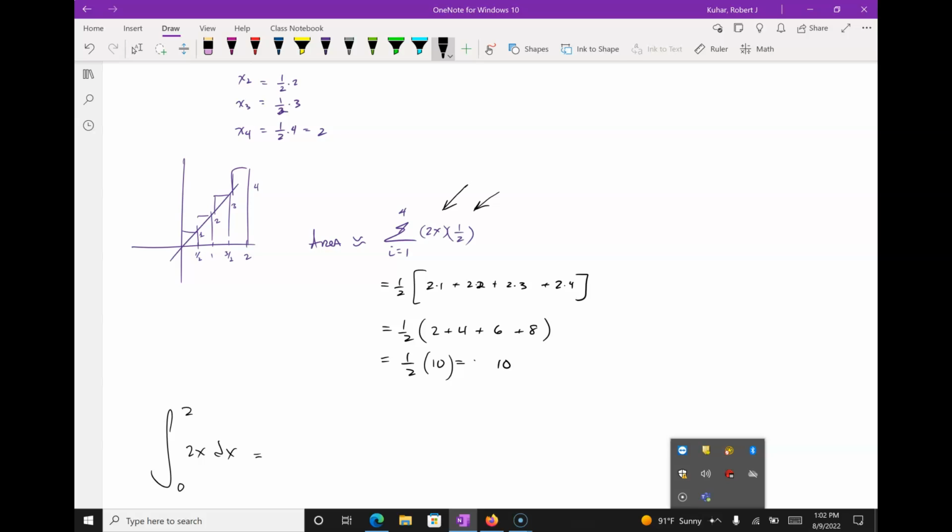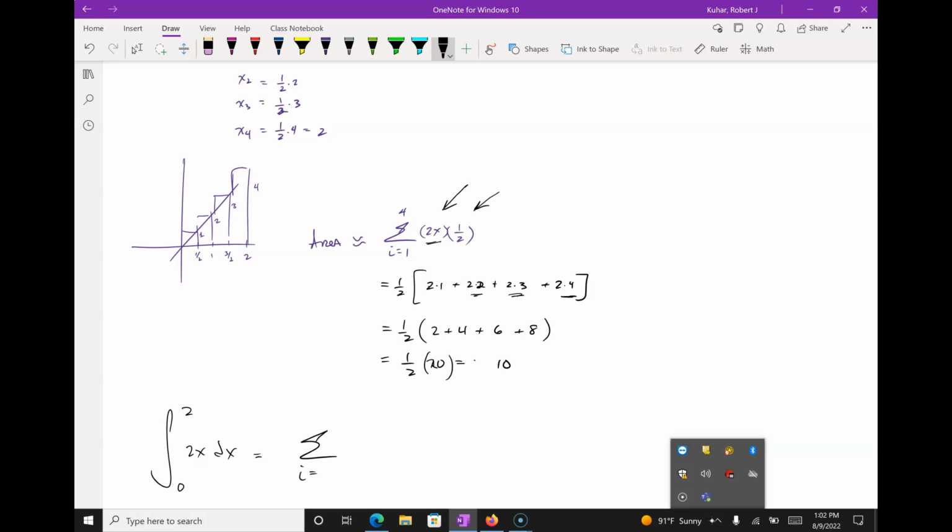Yeah, so I factored out the 1/2, and I'm just doing 2 times 1, 2 times 2, 2 times 3, 2 times 4, each index. Yeah, it should be 20. I have the answer right, but not the right setup. So let's use 10 rectangles.